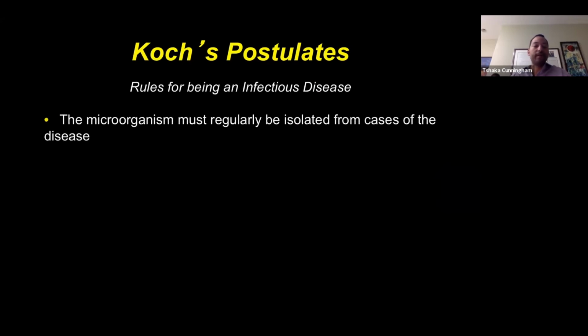Number one is that the microorganism, whatever it is, a bacteria or a virus, must regularly be able to be isolated from people who have the disease. So in the case of smallpox, you could take one of the pus blisters from smallpox and isolate the virus out of it, right? In the case of coronavirus, you could take a swab from the nasal or throat passages and isolate the virus out of it, right?